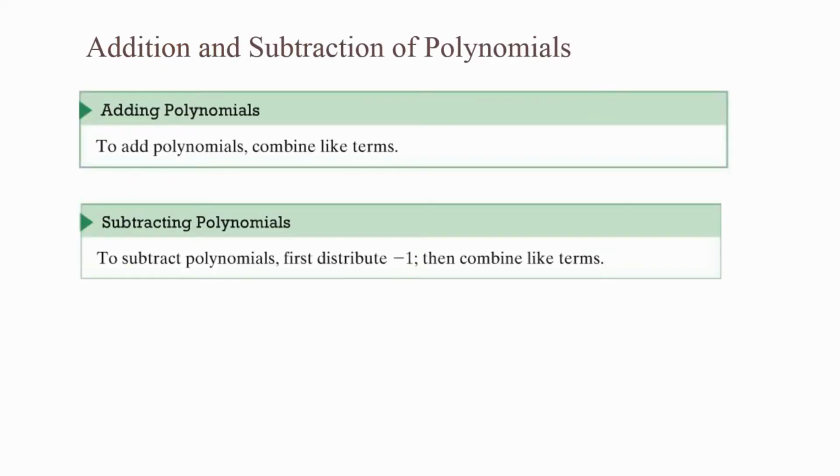Addition and subtraction of polynomials. Adding polynomials. To add polynomials, combine like terms. Subtracting polynomials. To subtract polynomials, first distribute negative 1, then combine like terms.